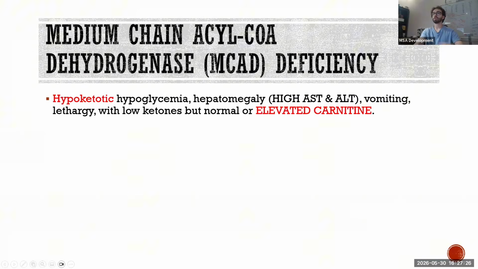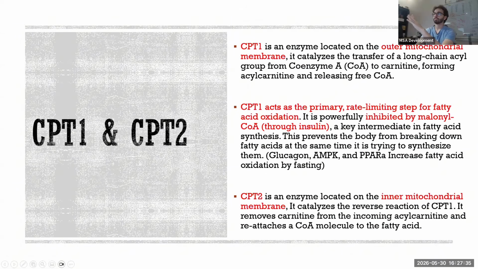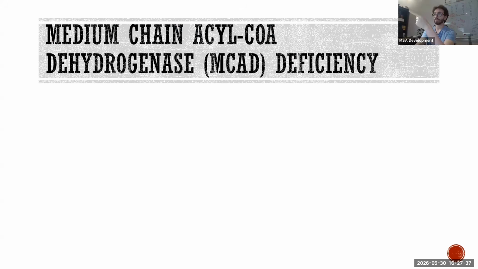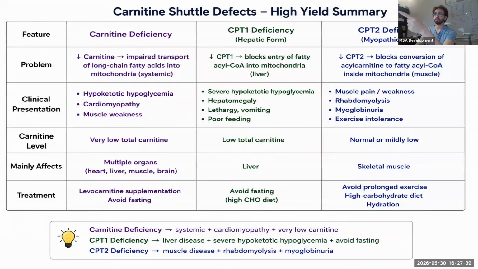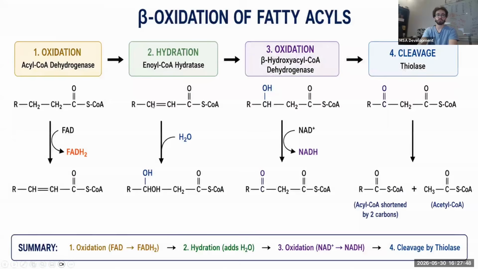What will it lead to? It will lead to a hypoketotic, hypoglycemic state, but with elevated carnitine. Now let me explain how you can differentiate between this one, the MCAD deficiency, and the CPT1 deficiency. You have to understand how to differentiate between them, why? Because all of them cause hypoketosis and hypoglycemia. So we have to understand how to differentiate.